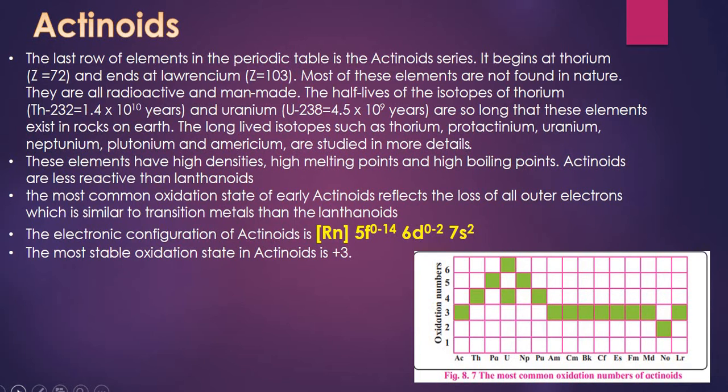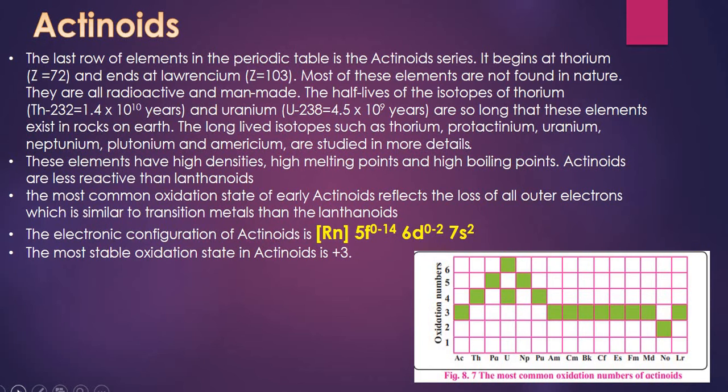These elements have high densities, high melting points, high boiling points, and the most important thing is they are less reactive than lanthanoids. The most common oxidation state of early actinoids, as you are seeing in the graph, is +3, which is very much similar to the transition metals, other than lanthanoids. The electronic configuration of actinoids is [Rn] 5f0-14 6d0-2 7s2. And the most stable oxidation state is +3.